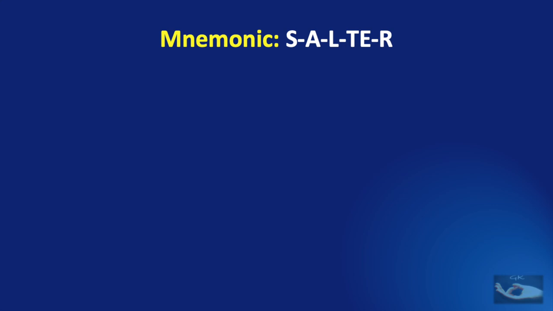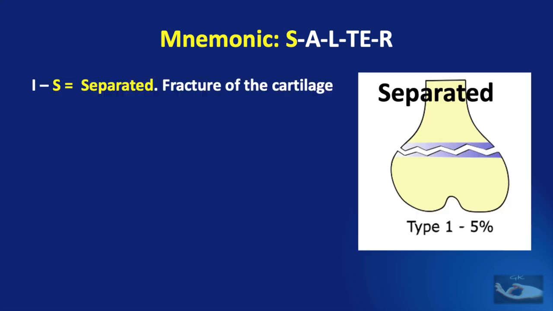S-A-L-T-E-R. Type 1 of the Salter-Harris classification is a fracture of the cartilage alone, which accounts for barely 5% of the total injuries. This can be remembered by the letter S, which stands for separated. This fracture separates the epiphysis from the metaphysis.